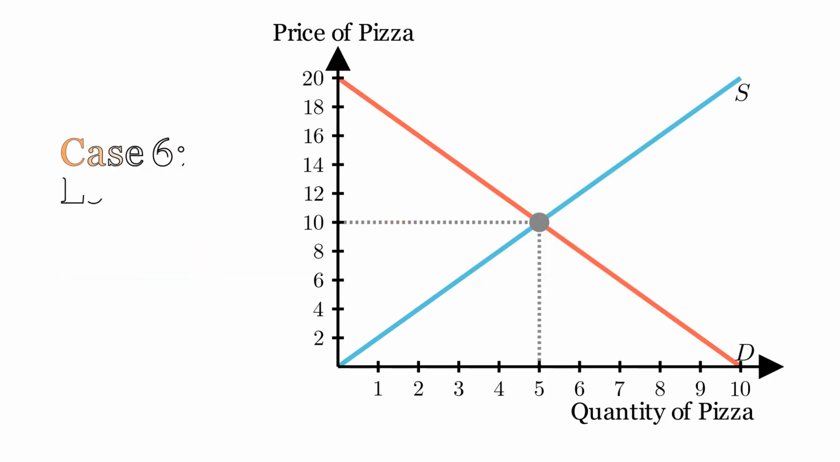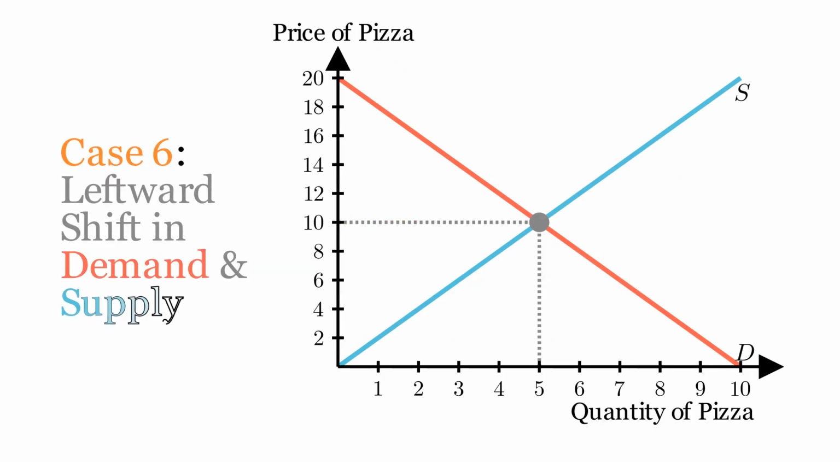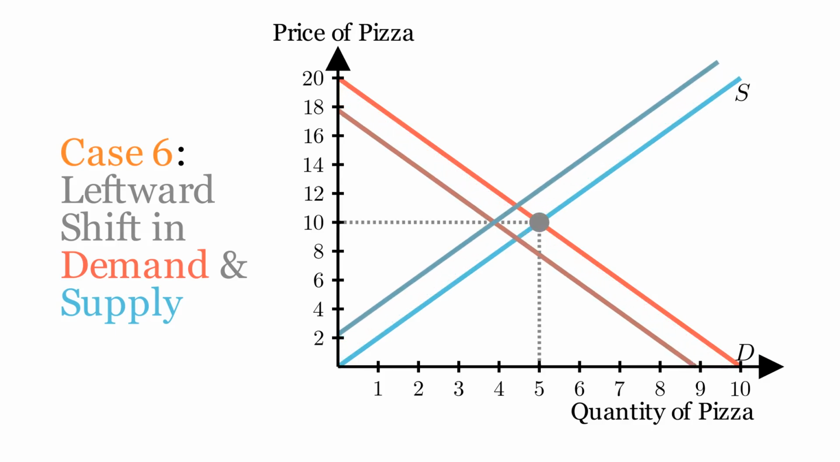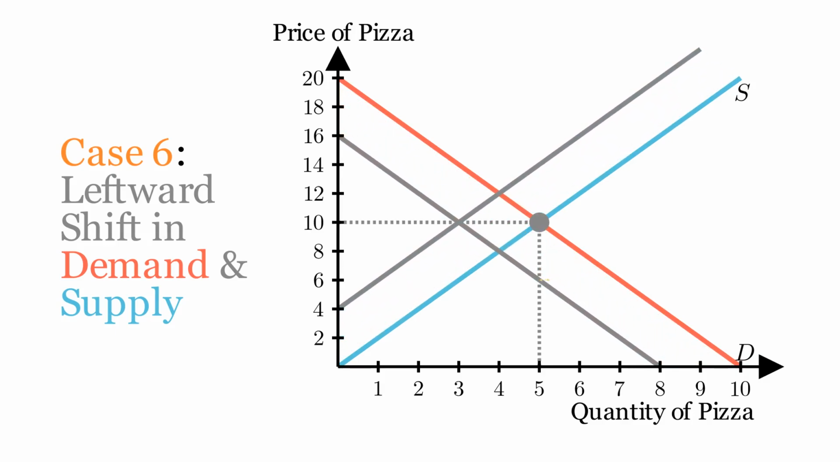Case 6. Leftward shift in demand and supply. If both the demand and supply curves shift leftward and the distance of both shifts is equal, this shift leads the market to a new equilibrium position. In this case, there will again be no change in price. The new equilibrium price will be equal to the old price, but quantity will decrease. This is our new equilibrium point. The new price is equal to the old price, which is 10, but quantity decreases from 5 to 3.